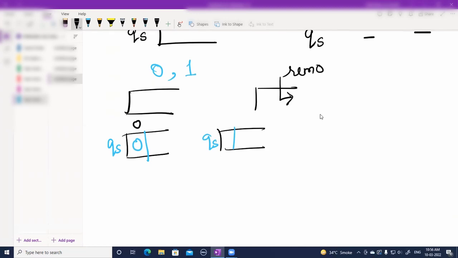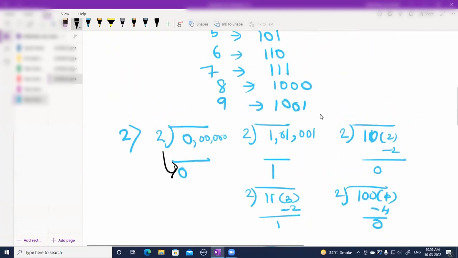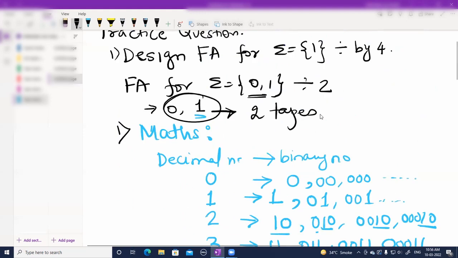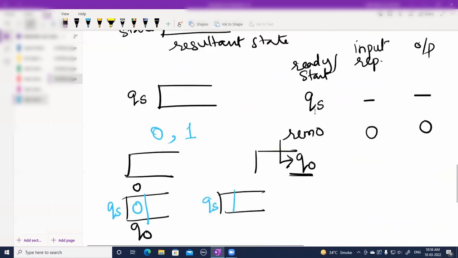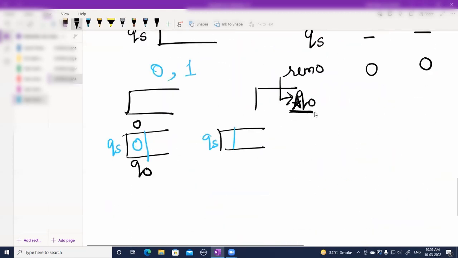For this remainder 0, we give the state name Q0. The string represented by Q0 is 0, and the output generated is remainder 0. The resultant state is Q0, and this is the output. Q0 satisfies the requirement present in your question. What is given in the question? The number has to be divisible by 2. So it is going to fulfill the requirement. So this Q0 will be our final state.